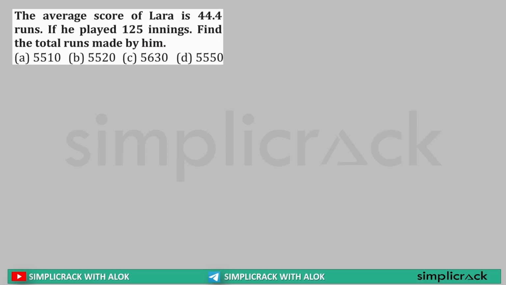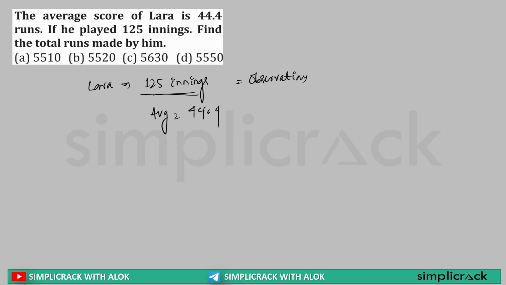Now, next question. Sir, the average score of Lara is 44.4 runs. If he played 125 innings, understand this. Lara was a batsman. He played 125 innings. This 125 innings means what? These are the number of observations. Clear?